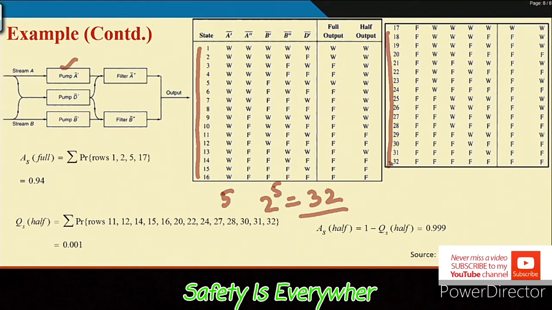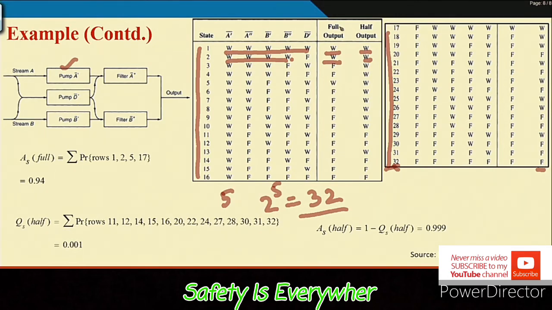So first combination, W means working, everything working. What will happen? Full output, is it possible or not? Working. Half, obviously full is there, half is there. Second one, as per requirement, at least 2 of the streams work. So that's why for the second one, if the first 4 work, full is possible, half also possible. In this manner, like the last one, when all fail, fail. So you have 32 combinations.